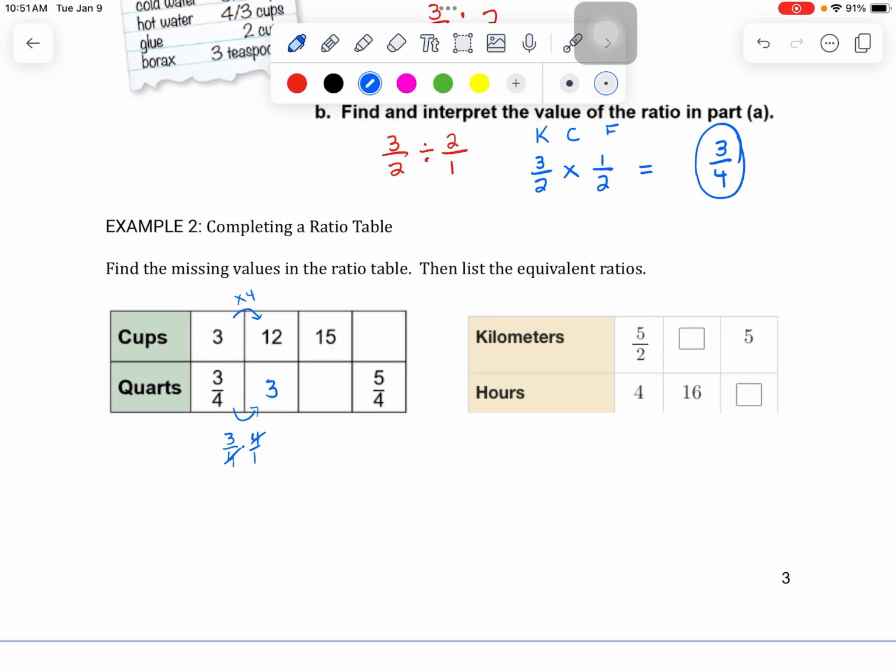All right, I'm going to go back to the first one here, and I'm going to go from 3 to 15. And to get from 3 to 15, I'm going to do times 5. So I need to do the same thing below. So 3/4 times 5 would give me a value of 15/4.